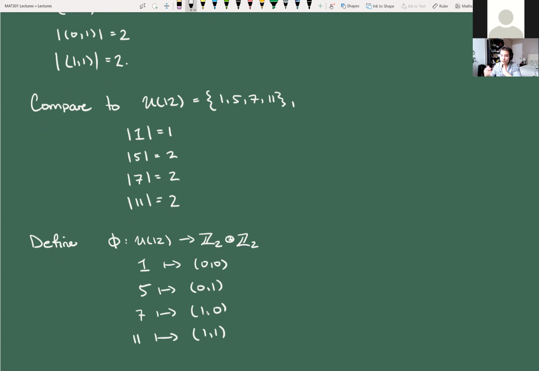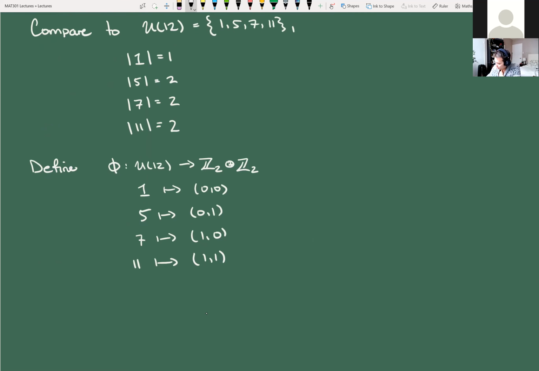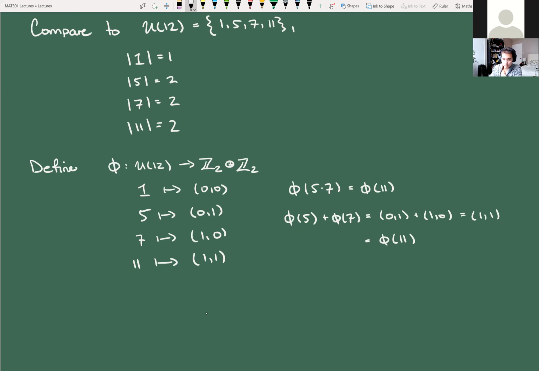This is a homomorphism. And in fact, it's relatively easy just to check. Certainly, like I said, the only things we really need to check are, phi of 5 times 7 is equal to phi of 35. Now, what is 35? Phi of 11, right? But phi of 5 plus phi of 7 is equal to 0, 1 plus 1, 0 is equal to 1, 1. And yeah, that's phi of 11. Right, so we've shown that phi of 5 times 7 is equal to phi of 5 plus phi of 7. And you can do this for all of them if you really want, right?